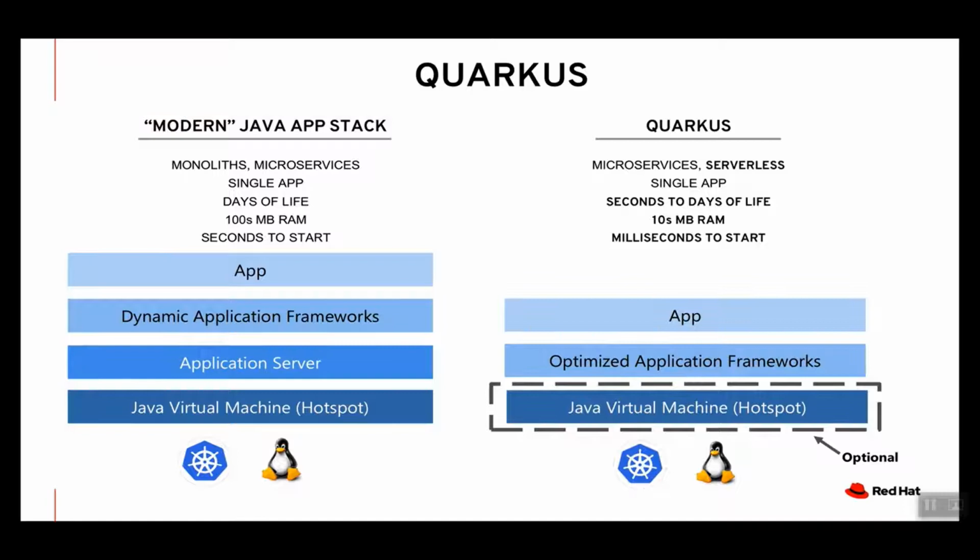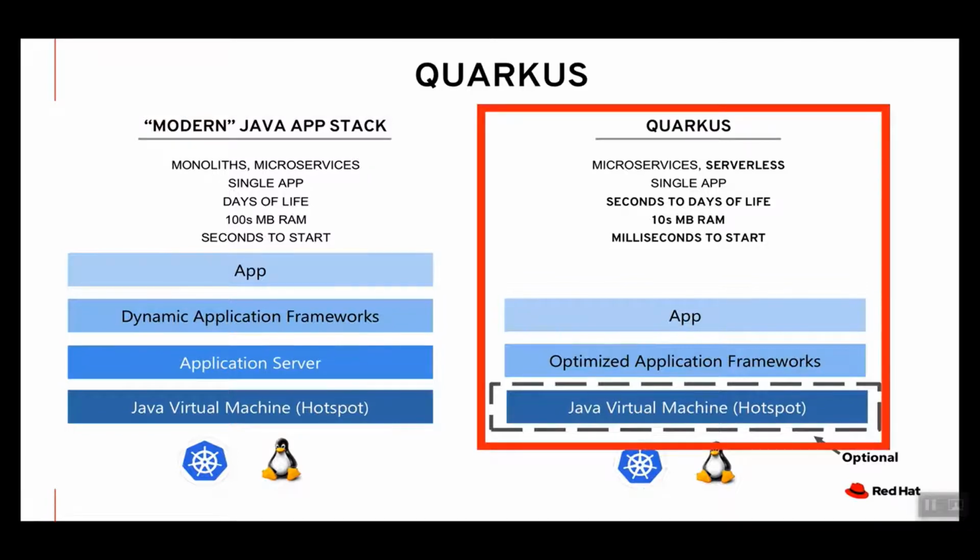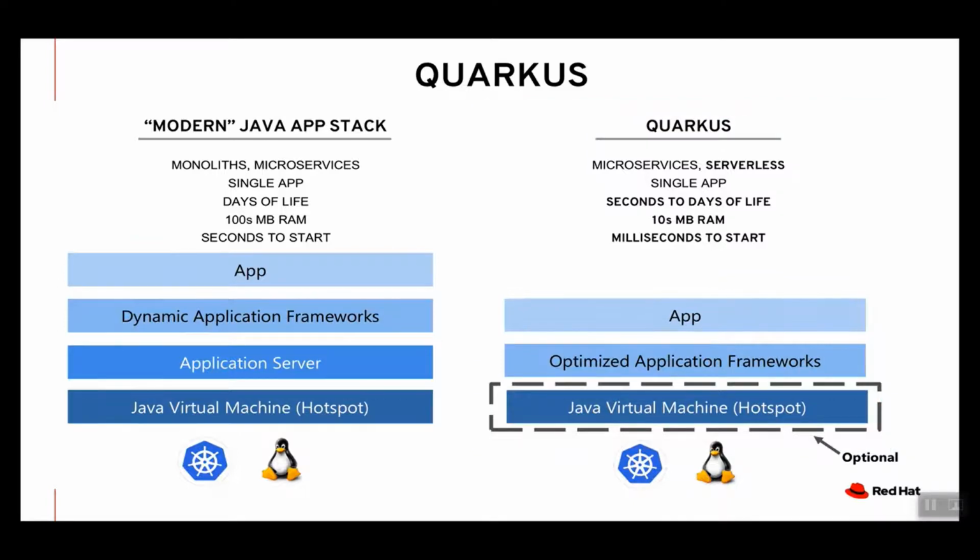What Quarkus does is take a lot of the dynamic behavior of applications that typically happens at runtime, like class path scanning or annotation processing, and move all of that to build time. So we can achieve extremely low startup time and extremely efficient memory usage. You can also then go even further and remove the JVM and run it as a native executable, which is what we're going to do. So let's take a look at the demo.